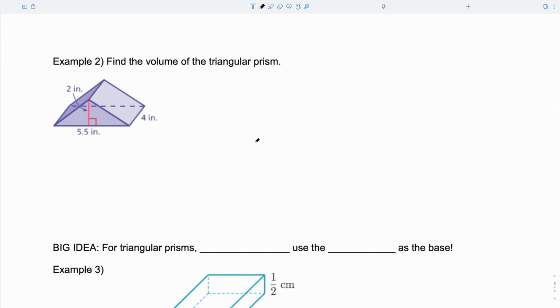Let's look at a triangle. For the volume of the triangle, your formula is the same: the area of the base times the height. Only this time, whenever you have a triangular prism, I want you to think of the base as always being the triangle parts. It looks like the base is this square down here, but for triangles, it will only work if you flip this on its side and make the triangle be the base. Triangle is going to be the base, and let's find the area of that.